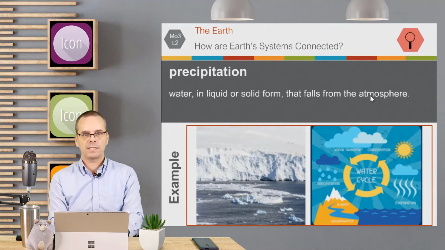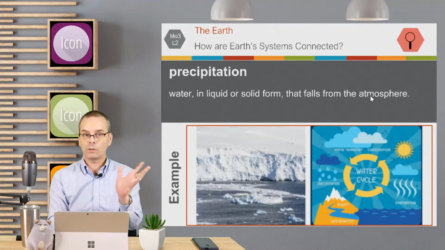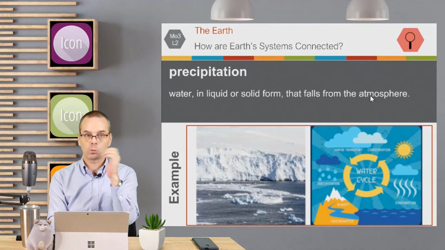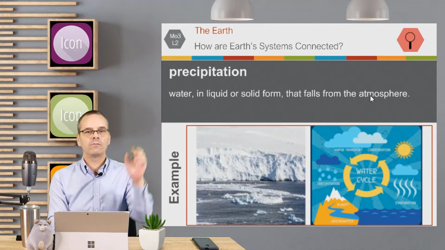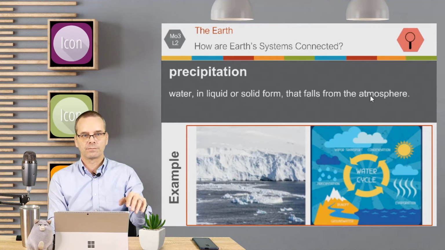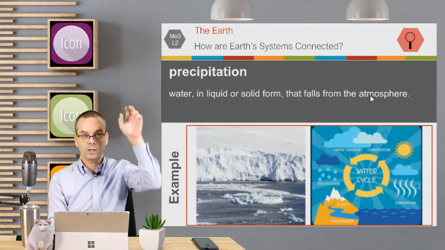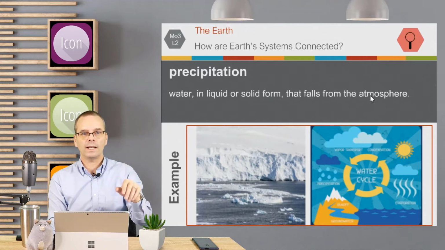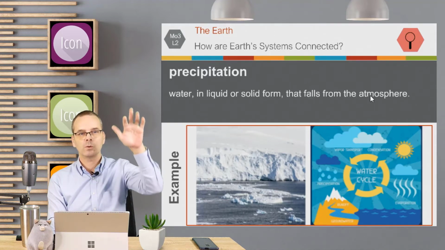Precipitation. Precipitation is when water, either liquid or solid, rain or snow, falls from the atmosphere. We call that precipitation. So it's when water that's either liquid, which we call rain, or solid, which we call snow.